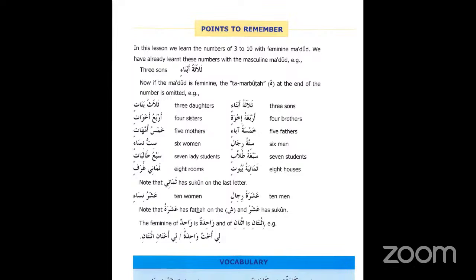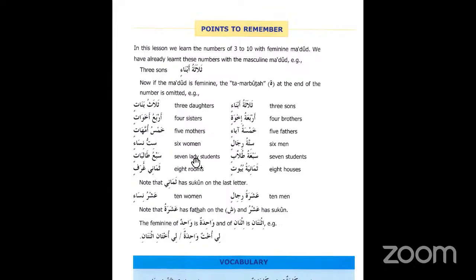Thalathatu abna'in, 3 sons. Arba'atu ikhwatin, 4 brothers. Khamsatu aba'in, 5 fathers. Sittatu rijalin, 6 men. Sab'atu tullabin, 7 students. Thamaniyatu buyutin, 8 houses.